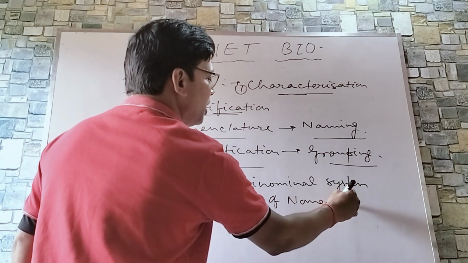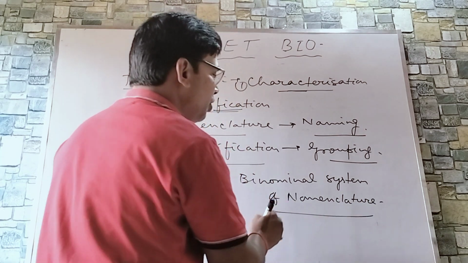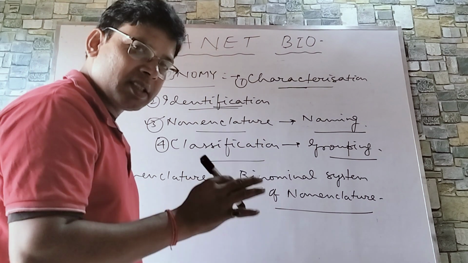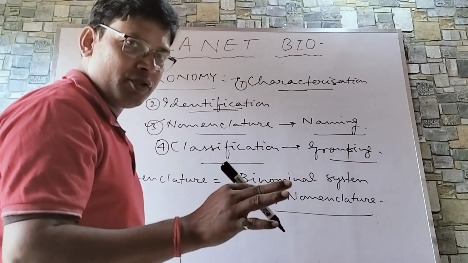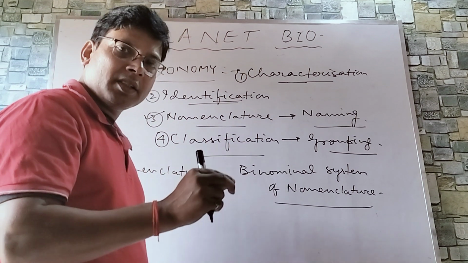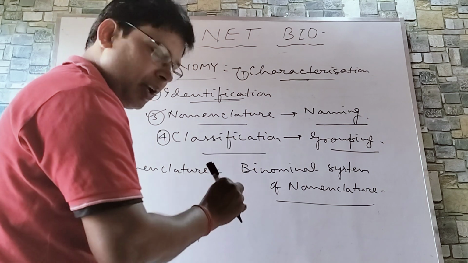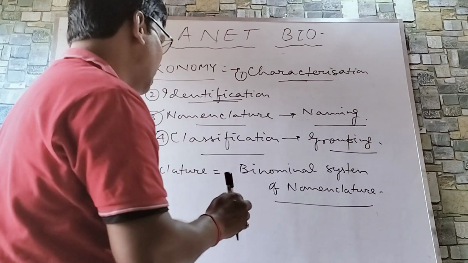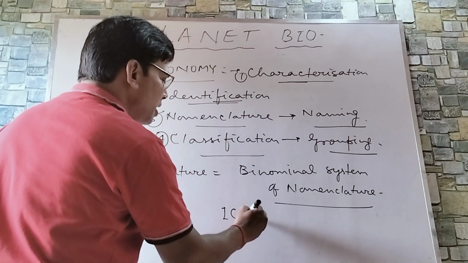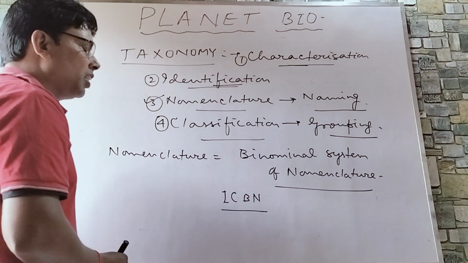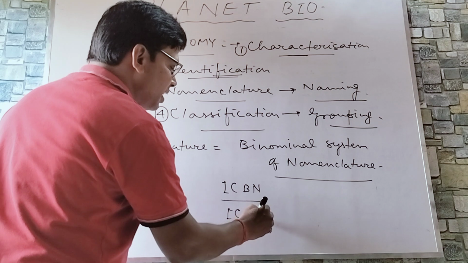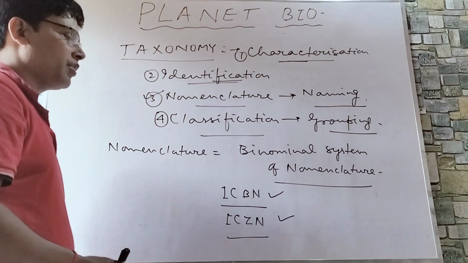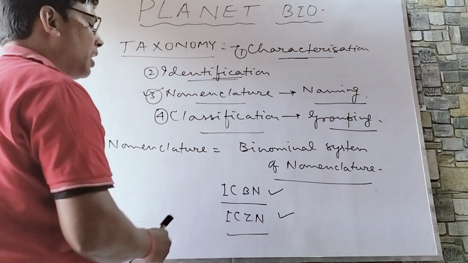Binomial system of nomenclature. What does it mean? Two names are given to an organism and that is accepted worldwide without any confusion. For example, for a plant, botanical name is given. For an animal, zoological name is given. And that's why international codes are there. You can see ICBN, International Code of Botanical Nomenclature. Then ICZN, International Code of Zoological Nomenclature. So this is for plants and another one is for animals. So two names are given.